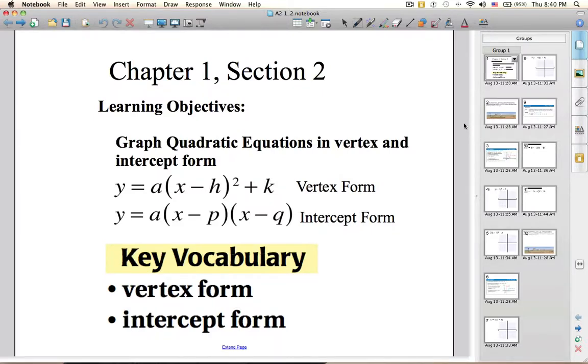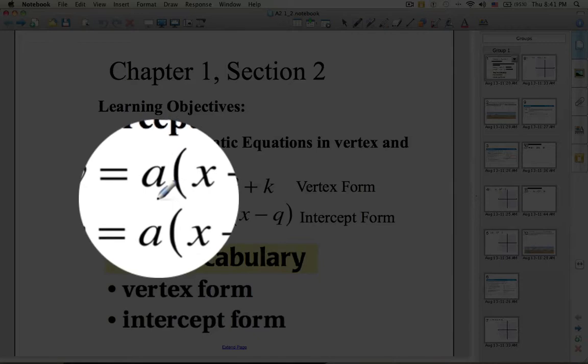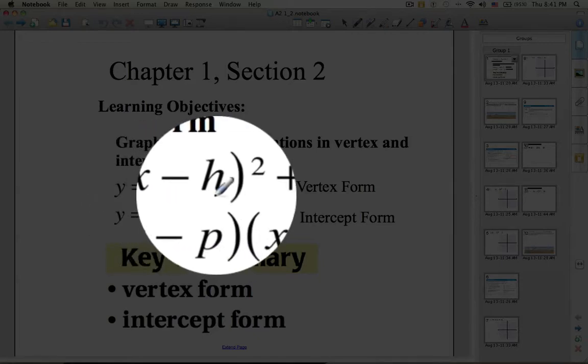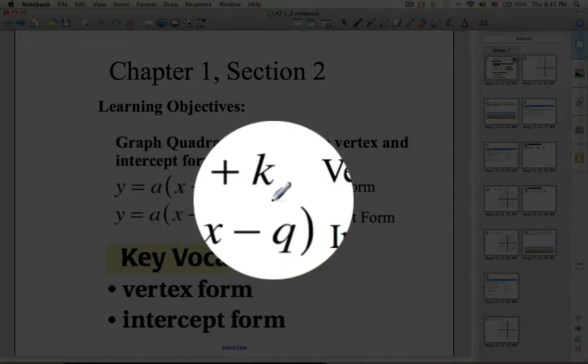Okay, continuing on in chapter 1, we're going to continue graphing, but we're going to work in two new forms. So our learning objectives for this section are to graph quadratic equations in vertex and intercept form. So here's vertex form: y is equal to a times the quantity x minus h squared plus k.